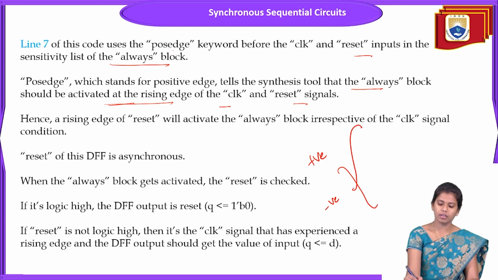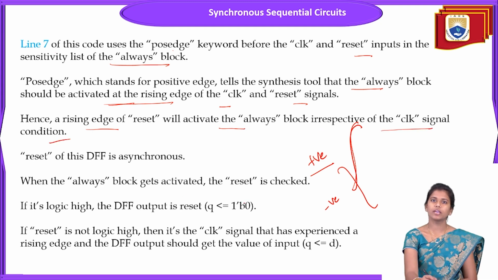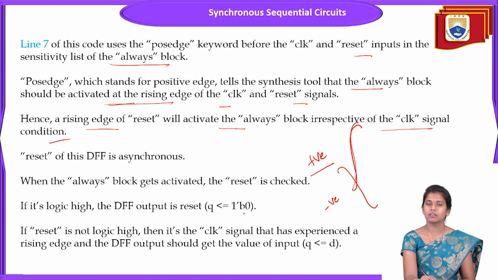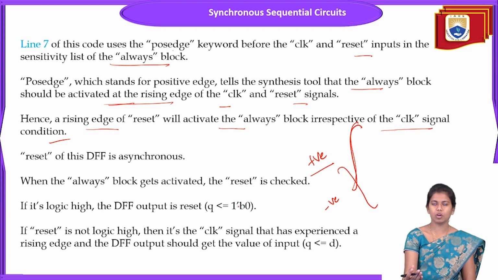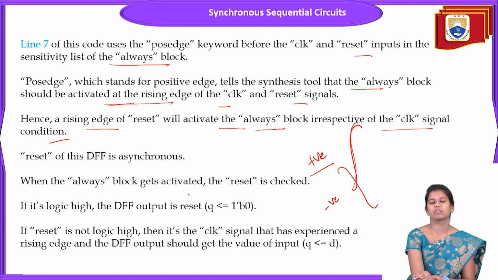So why is it the rising edge? Because we are considering a positive edge D flip-flop, and hence the rising edge of the reset will activate the always block irrespective of the clock signal condition. So as the code is about the positive edge flip-flop, that means a rising edge flip-flop, with respect to the always block we can represent the rising edge of the particular clock signal.